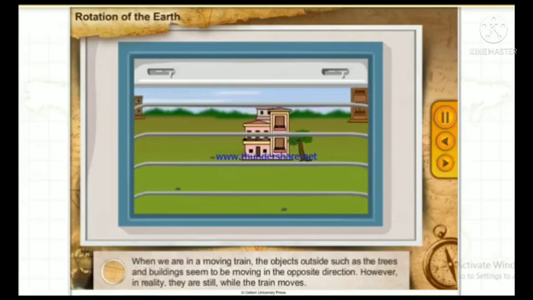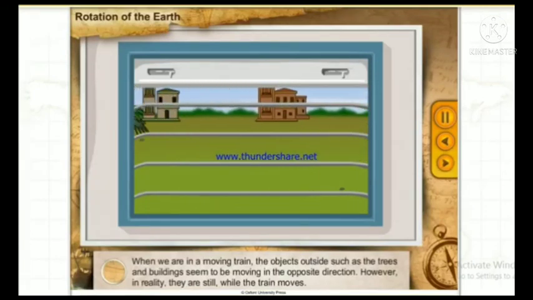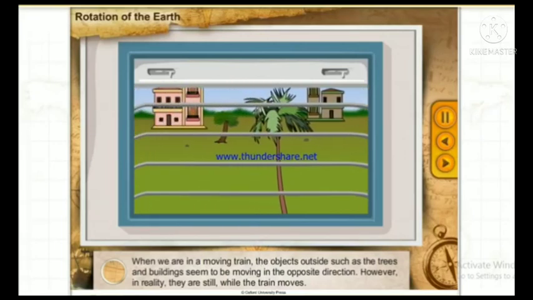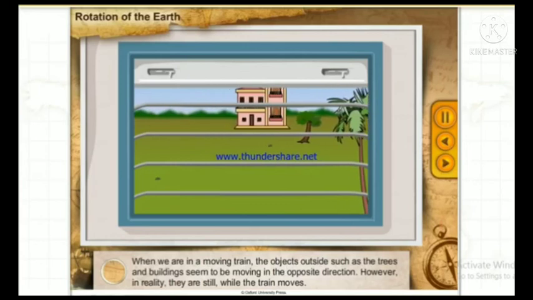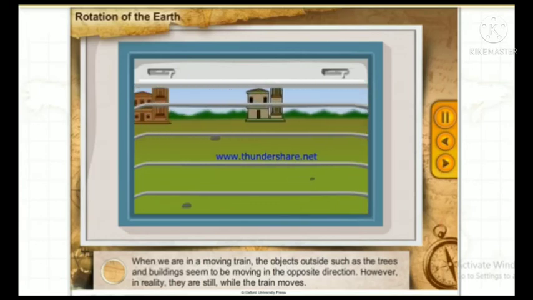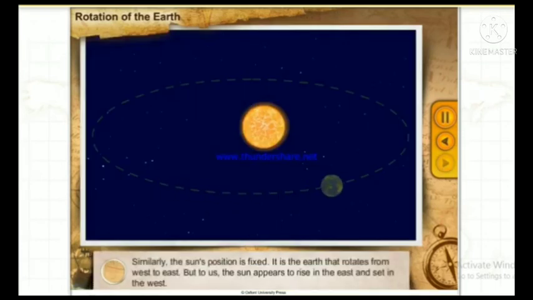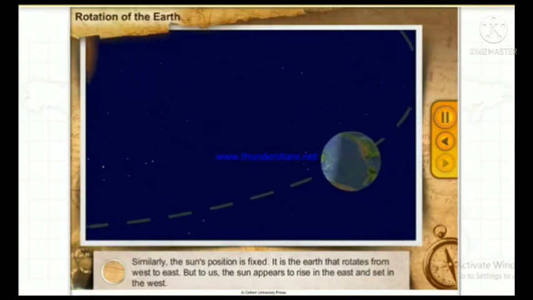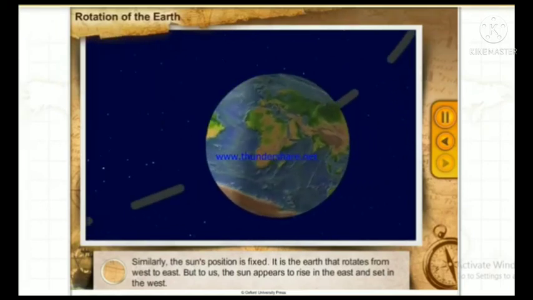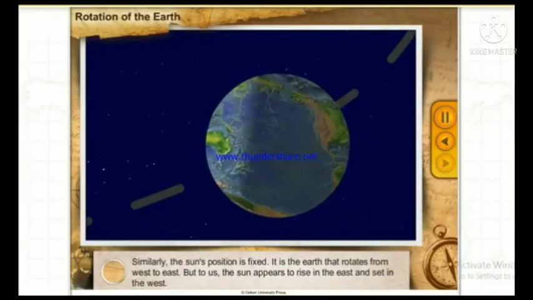When we are in a moving train, the objects outside, such as trees and buildings, seem to be moving in the opposite direction. However, in reality, they are still while the train moves. Similarly, the sun's position is fixed. It is the Earth that rotates from west to east, but to us the sun appears to rise in the east and set in the west.